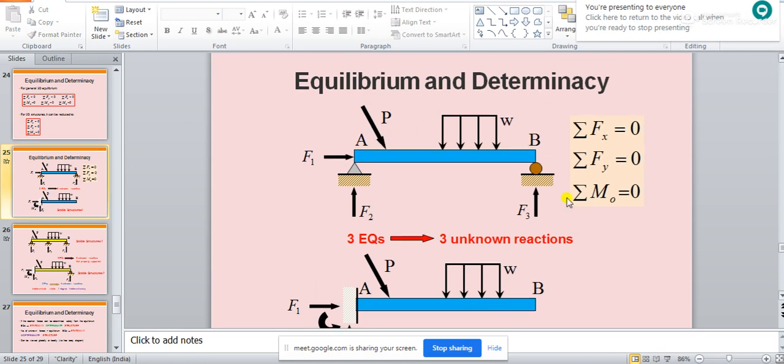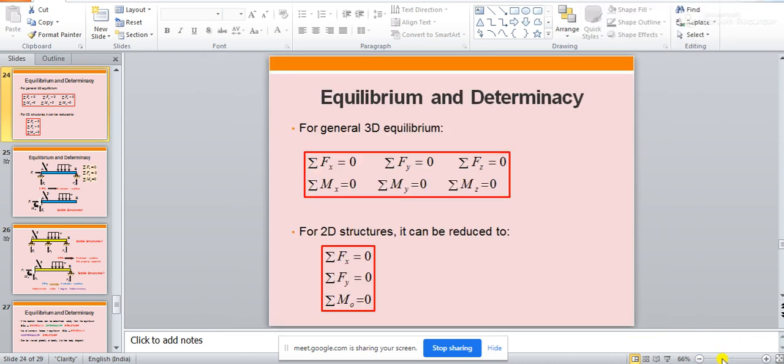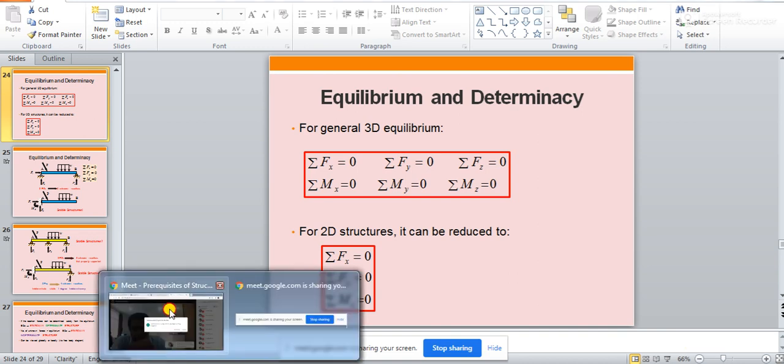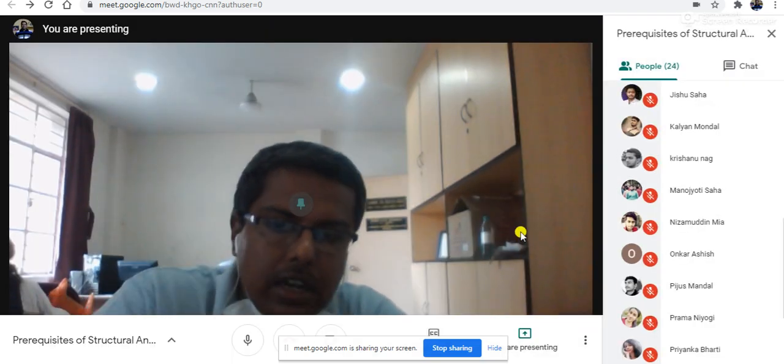Yes. Okay. Yesterday we discussed till this point that for equilibrium to be satisfied for general three-dimensional equilibrium, that means if you are analyzing a three-dimensional structure, you will require 6 equations, because the number of equations to solve is more in case of a three-dimensional structure.